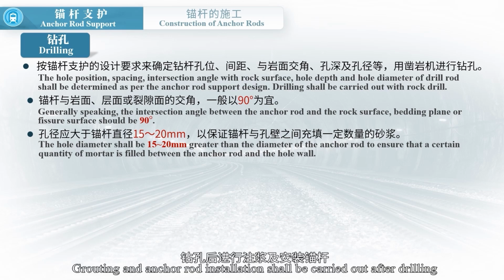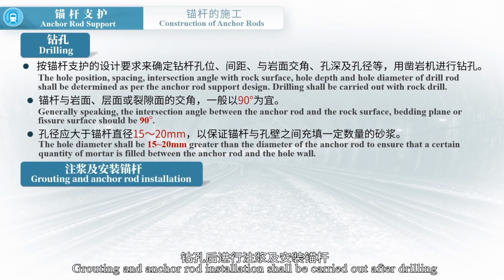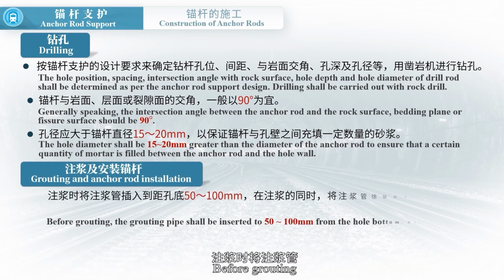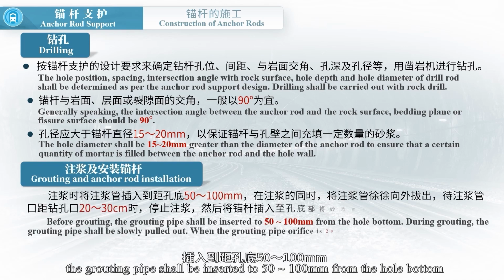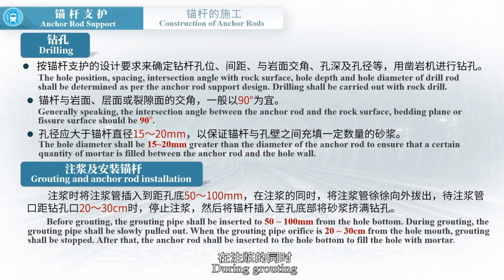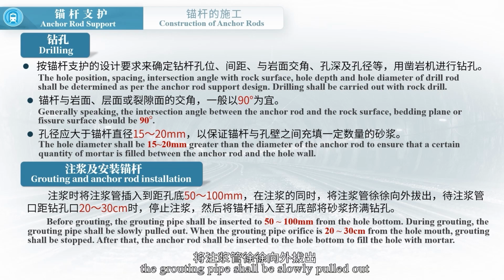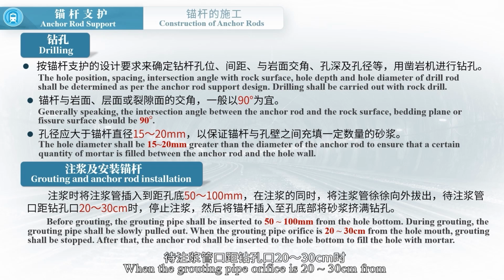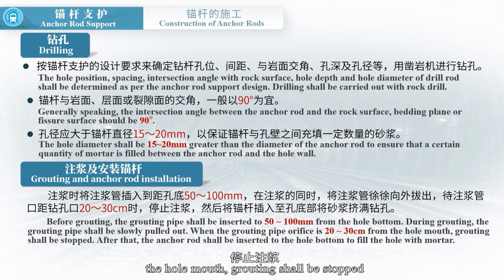Grouting and anchor rod installation shall be carried out after drilling. Before grouting, the grouting pipe shall be inserted to 50-100 mm from the hole bottom. During grouting, the grouting pipe shall be slowly pulled out. When the grouting pipe orifice is 20-30 cm from the hole mouth, grouting shall be stopped. After that, the anchor rod shall be inserted to the hole bottom to fill the hole with mortar.